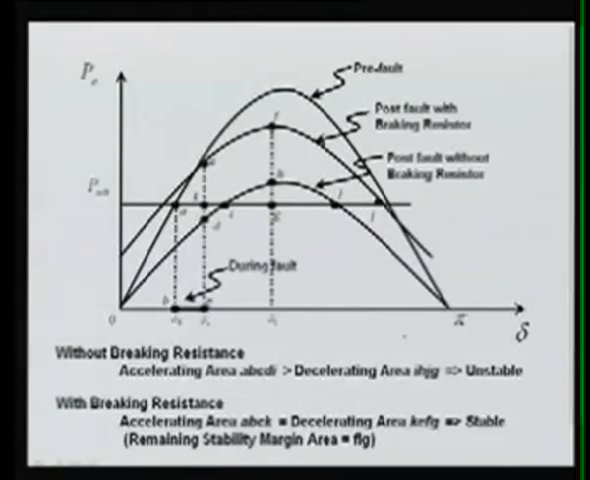Now here you can see with the braking resistance and without the braking resistance. With this curve I think it is more clear. This is your PM where the machine is loaded. This was your pre-fault system, and here is your operating point. Now once the fault has occurred, during the fault it suddenly comes to 0 here. This is from B to C, meaning without the braking resistance the accelerating area is ABCDI.